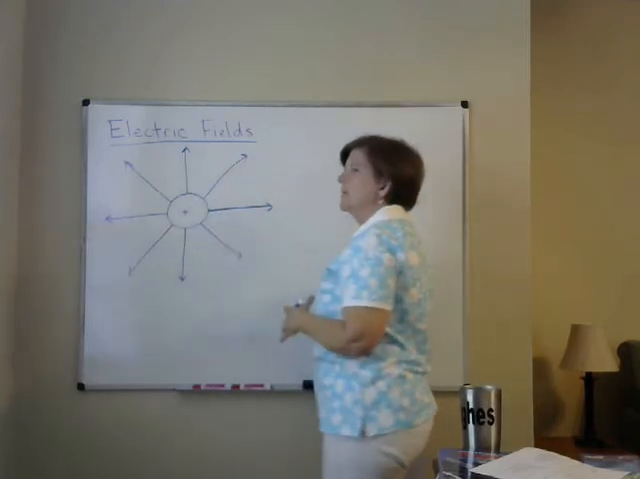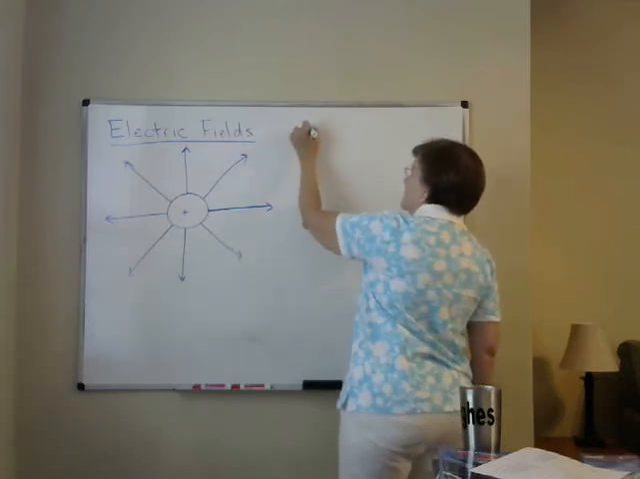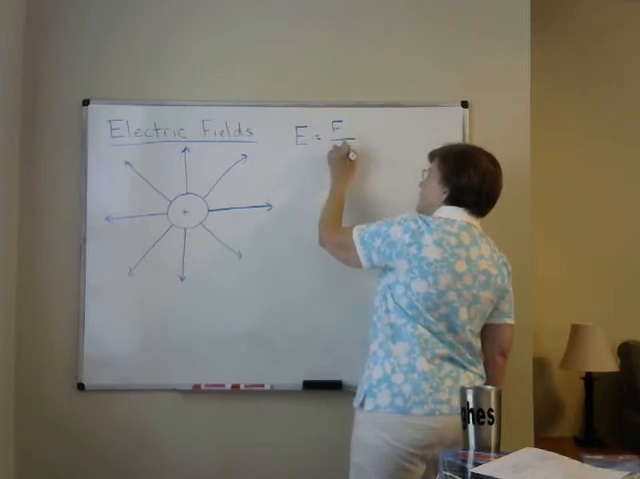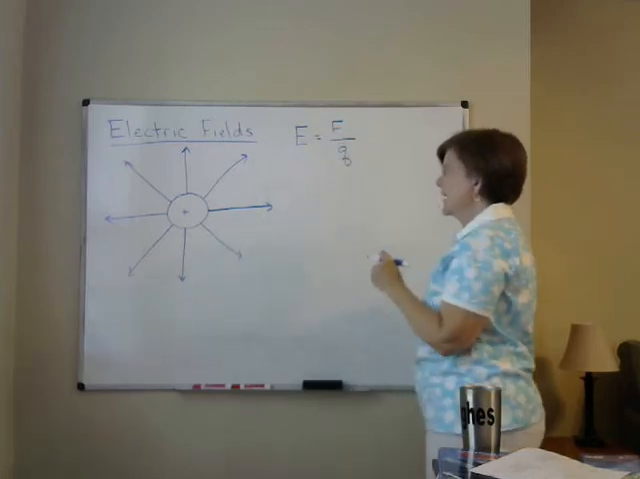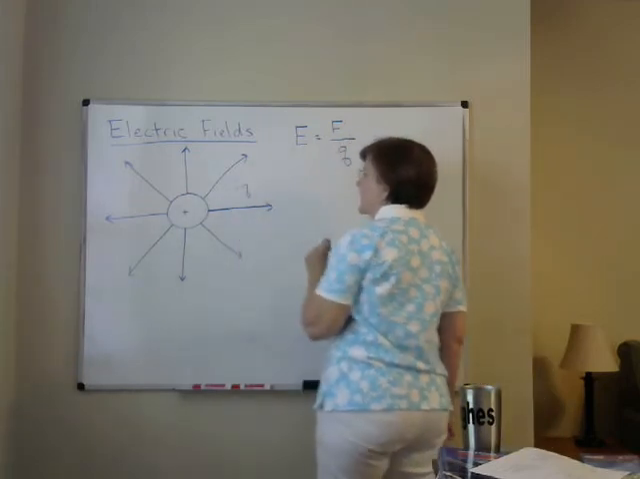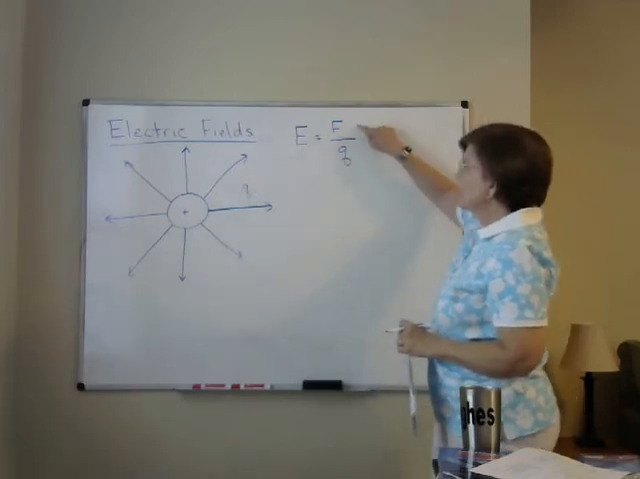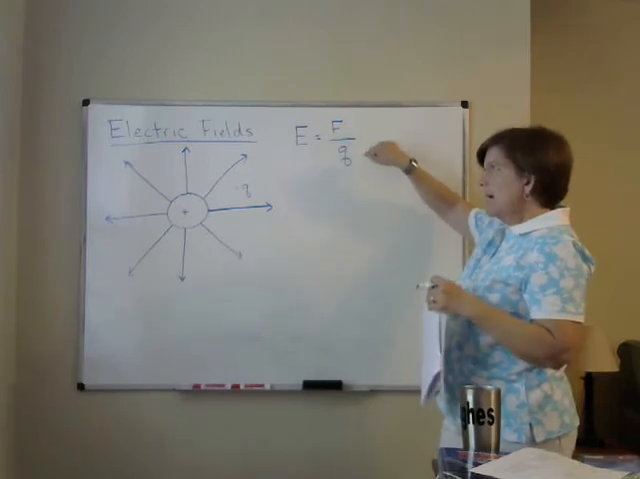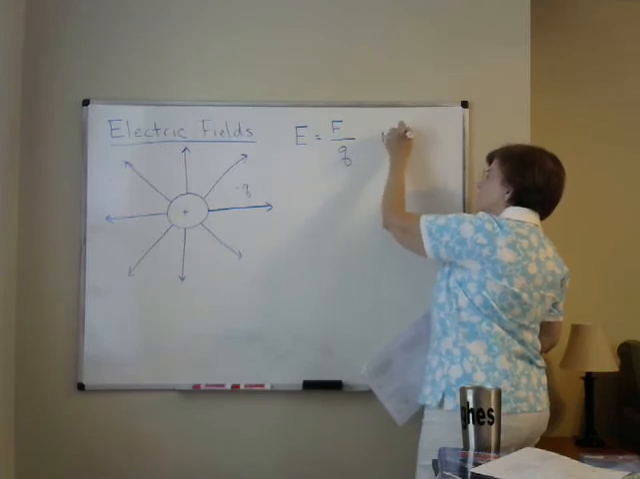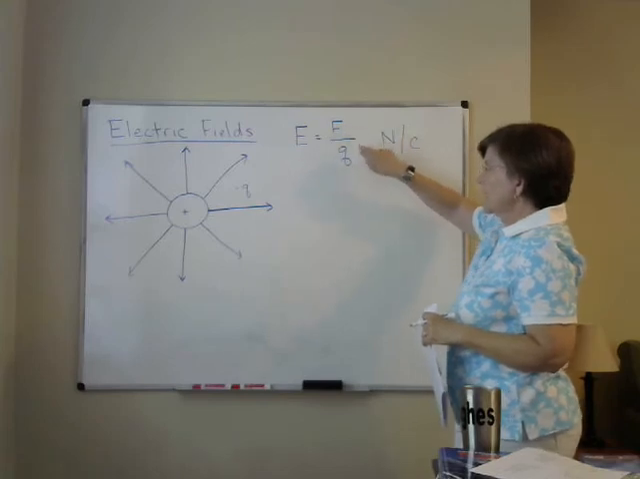It would extend out in all directions, okay? The size of that electric field is given by this formula. It's the force the charge feels divided by the size of the charge. So if I put a little charge Q right there, the strength of the electric field right there is the force that this charge feels divided by the charge. Notice it's going to give us units of newtons per coulomb, because we're taking force and dividing it by charge.